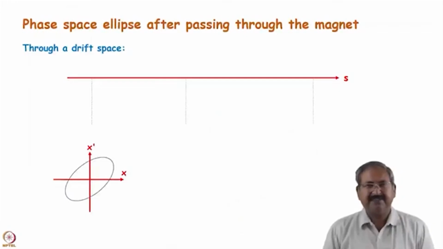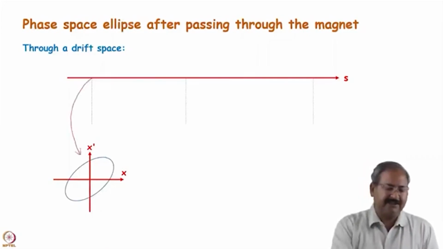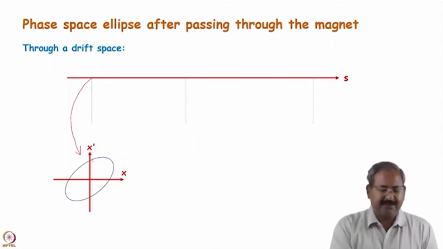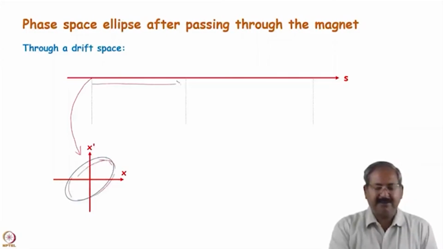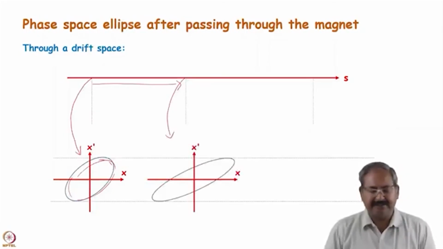Now we finally see how the ellipse changes. We have seen that at different locations the ellipse will have different orientation and different elongation. We take one such example when particles are passing through the drift space. That is the simple example. So suppose at the first location, the ellipse is like this. All the particles on the periphery of this ellipse are propagated up to this point. So how will the ellipse look?